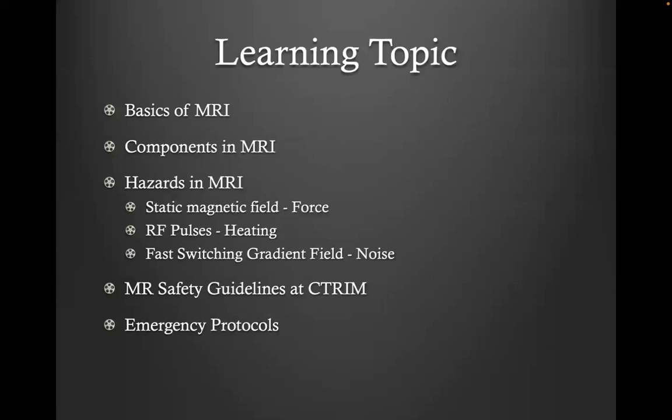Okay. So basically, I'm going to go over a few topics. One is basics of MRI and components in MRI, as well as hazards in MRI associated with these different components, namely static magnetic field, RF pulses, as well as fast switching gradient field. And their hazards are mostly force for static magnetic field, heating for RF pulses, and the noise for fast switching gradient fields. And then I'm going to talk about some MR safety guidelines at CTRIM, mostly pertained to human imaging, and some emergency protocols.